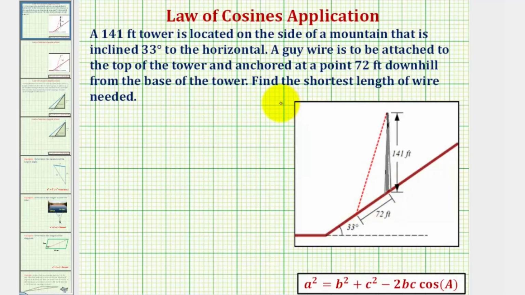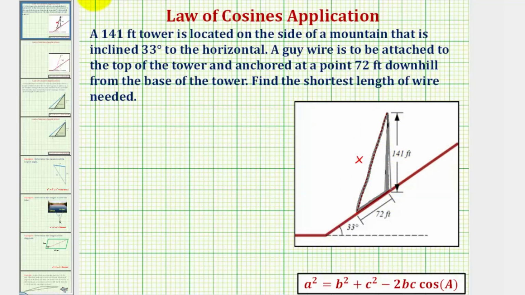Our goal here is to find the shortest length of the wire needed for the guy wire. Let's go ahead and say the length of this red segment here, the guy wire, has a length of x feet. Notice how if we focus on this obtuse triangle here, if we knew the measure of this obtuse angle formed by these two sides, which we know the length of, we could use the law of cosines to determine the length of x. So let's first focus on determining this obtuse angle in this obtuse triangle.